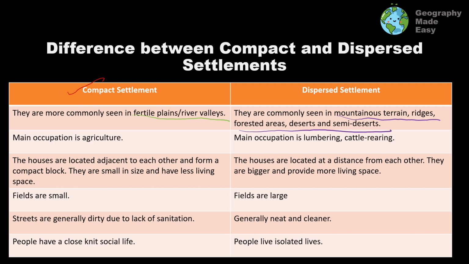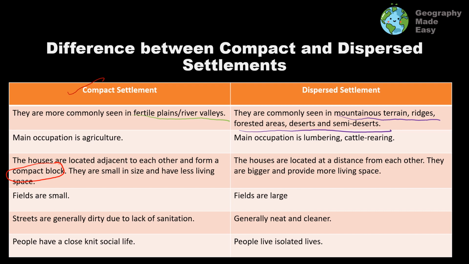In compact settlements, the main occupation is usually agriculture, and in the case of dispersed settlements, the main occupation is lumbering, cattle rearing, or agroforestry. In some cases, we do see agriculture also. The houses are located adjacent to each other and form a compact block, which we see in the case of clustered settlements, forming a very high-density population in compact settlements.